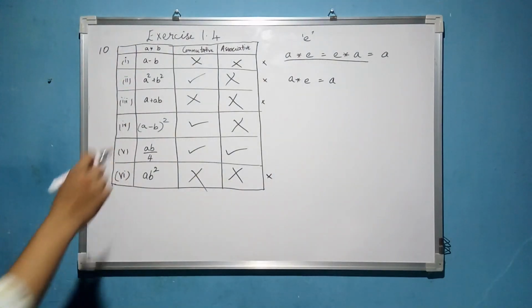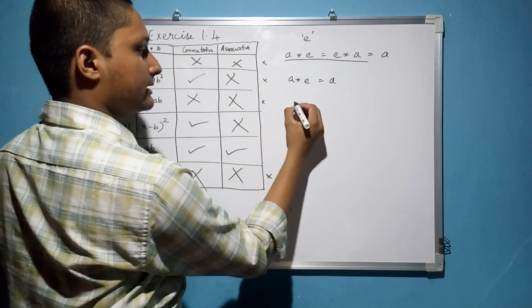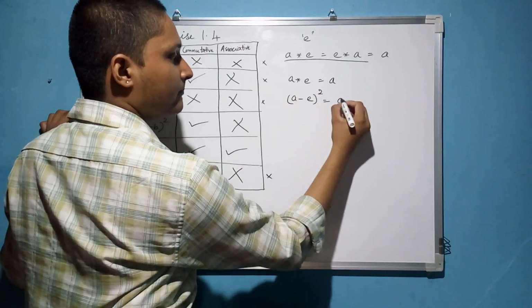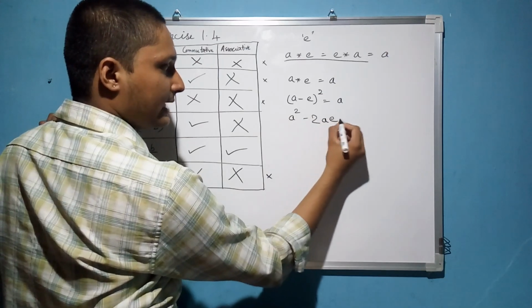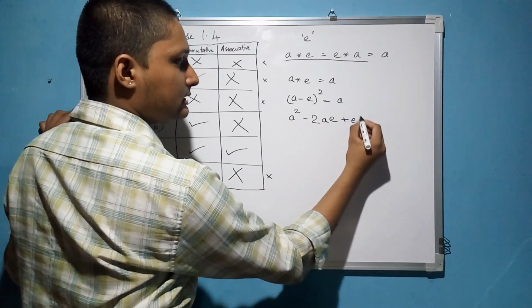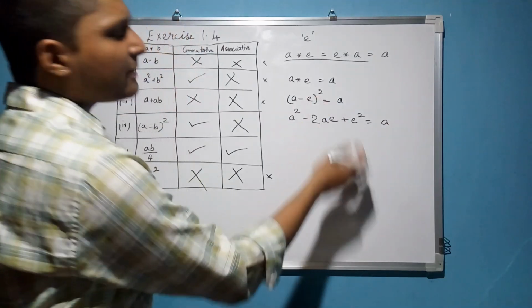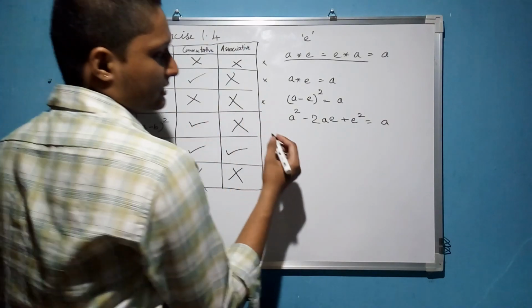The fourth one says (a minus b) whole square is equal to... is the operation. Here it comes to be (a minus e) whole square is equal to a. I'll expand this: it comes to be a square minus 2ae plus e square is equal to a, right? But still I am not going to get a particular result of e over here.